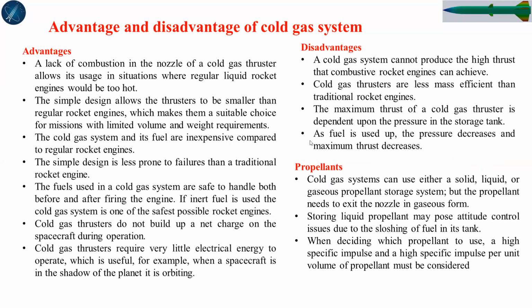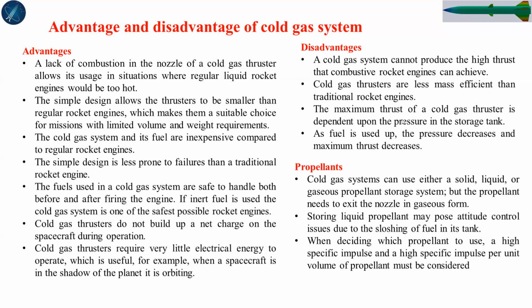But the disadvantage is that a cold gas system cannot produce high thrust. So the amount of thrust that we can gain from a cold gas system is small. Another is that cold gas thrusters are less mass efficient than traditional rocket engines. The maximum thrust of a cold gas thruster depends upon the pressure in the storage tank. So it depends on pressure condition, and as the fuel is used up, the pressure decreases and maximum thrust also decreases. So this is the disadvantage of this type of propellant.